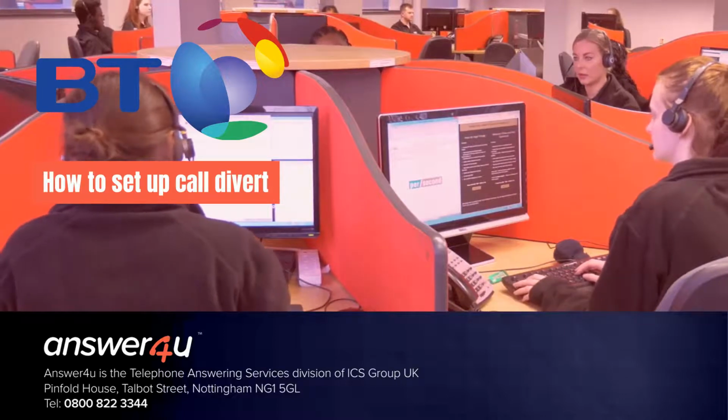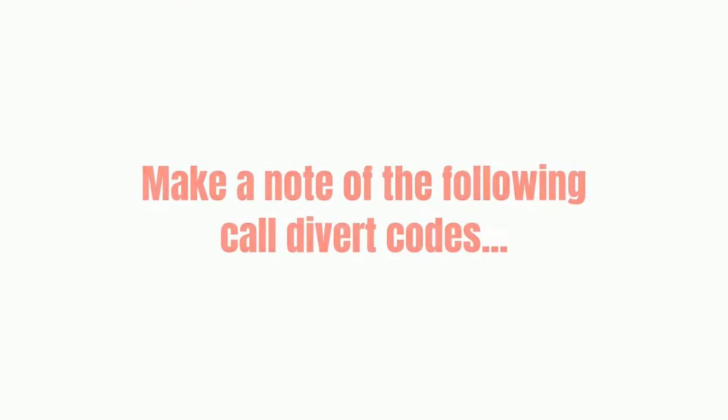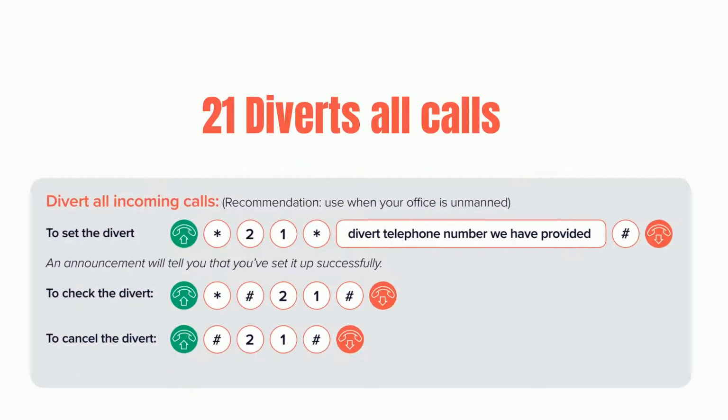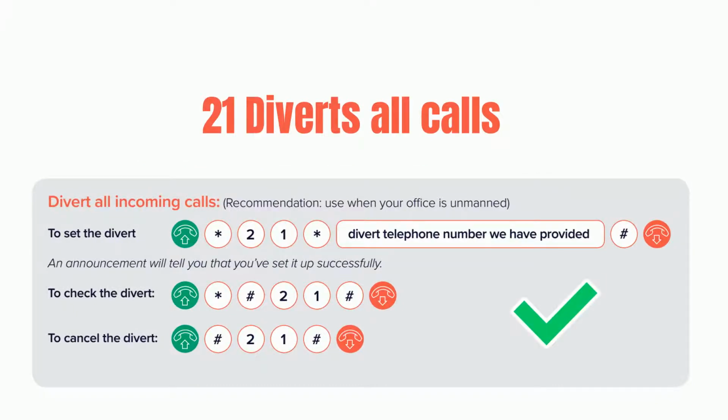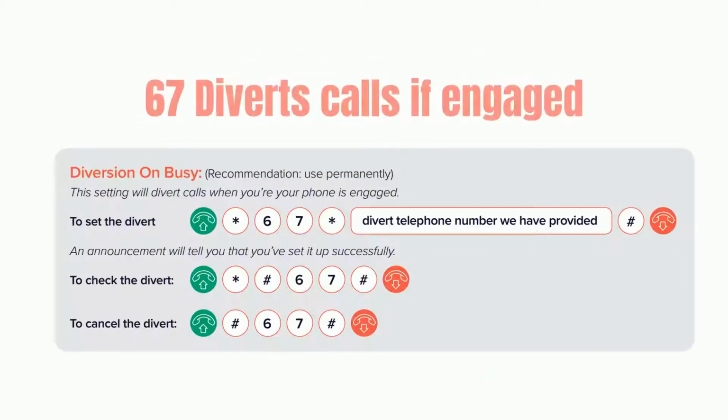Call divert is easy to use and is activated from your landline. If it's a feature you have on your line, you need to make a note of the following codes. 21 diverts all calls. 61 diverts calls not answered in 15 seconds. And 67 diverts calls if your line's engaged.